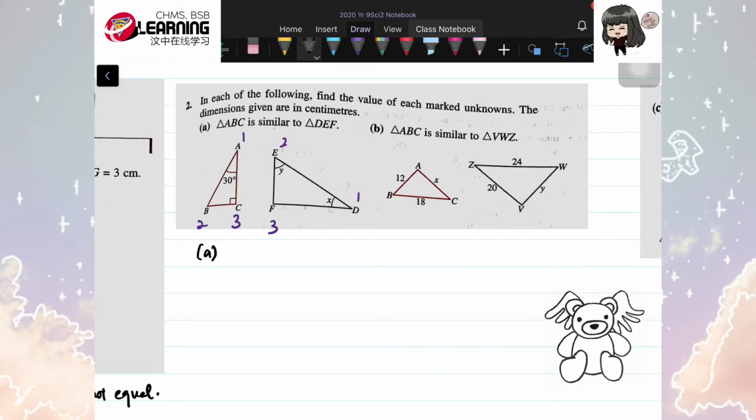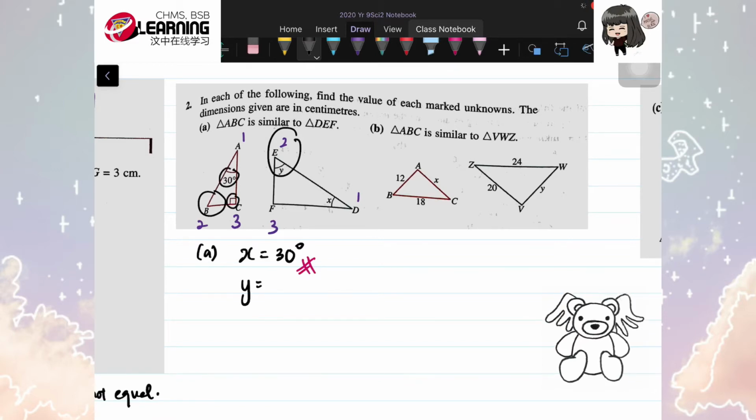So the angle of X is, since it's a 1, you look at the 1 and compare the 1 and the 1. So X is equal to 30 degrees. And Y, how about Y? Y is 2, right? This one is also 2. So to find Y, you take 180 minus 90 minus 30, and it's equal to 60 degrees.